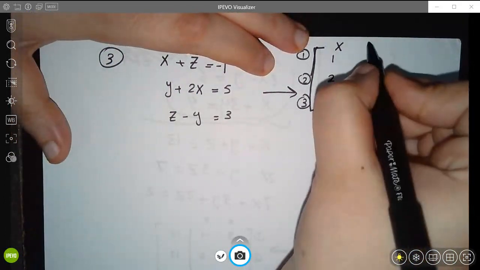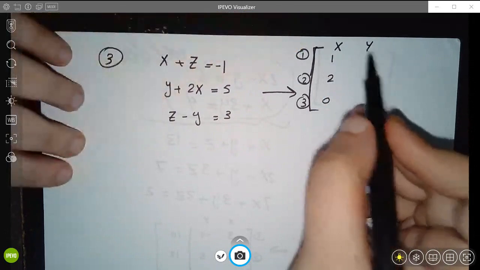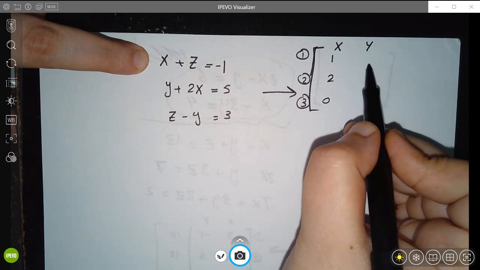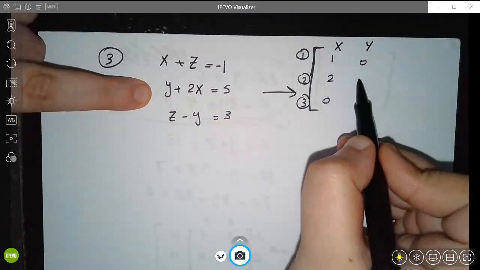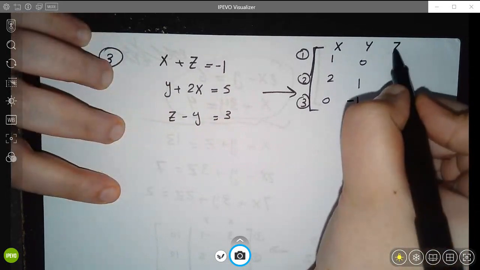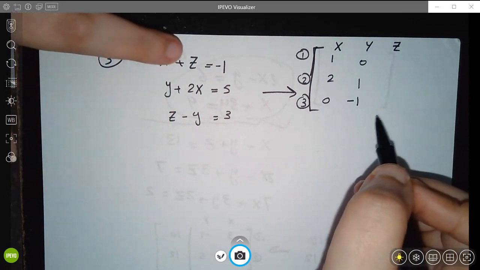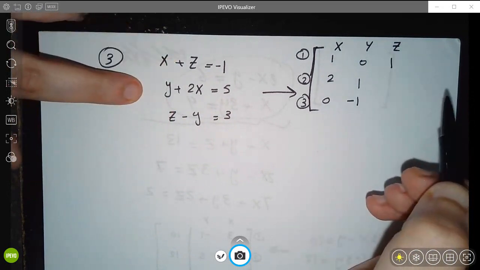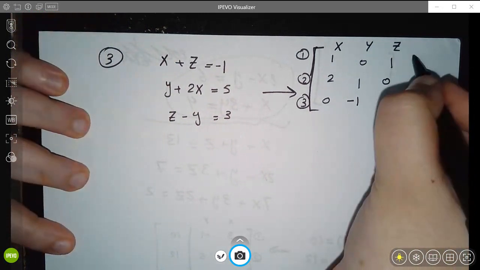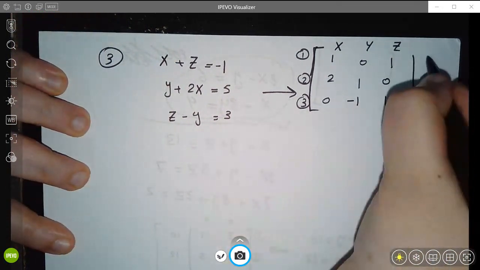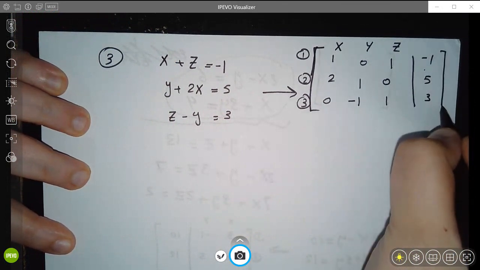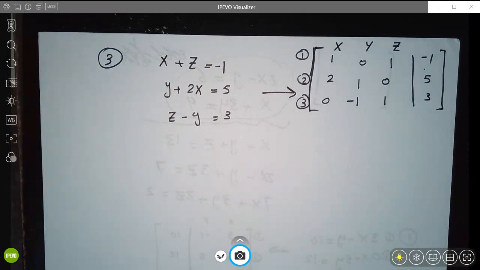There you go. Now, the next column is going to be the y variable. What's the y variable here? It's not there, so 0. Over here we have a 1 and a negative 1. And then another column with the z, a 1, a 0, and a 1. Draw a line, write down the answers. 1, 5, 3. And then close the matrix.